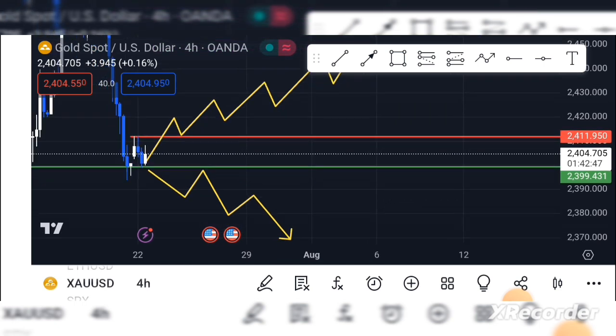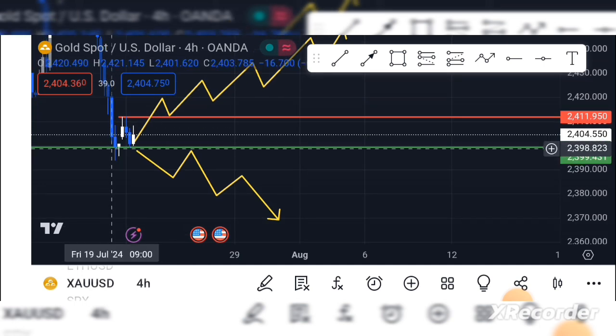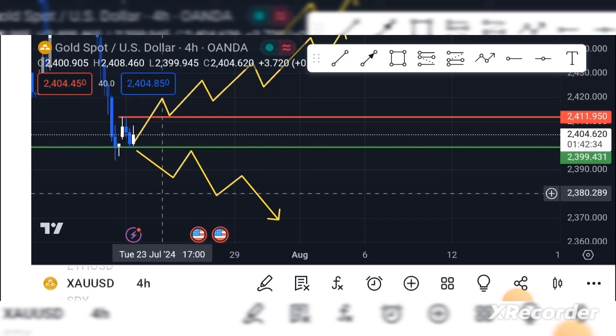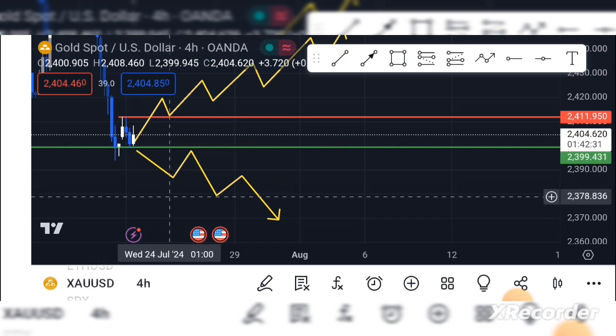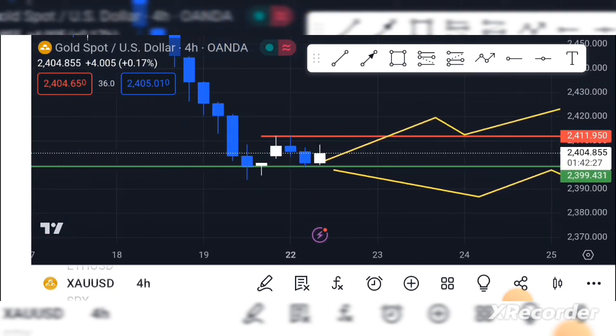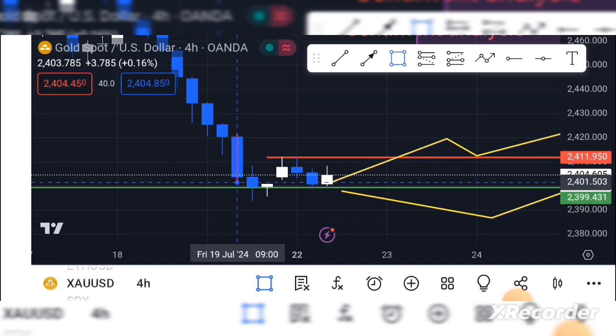Now let's proceed. There are other types of traders that will be waiting for the price to break this low and move down with momentum. Price is valid when it is broken with momentum. What do I mean by momentum? This candle here is a momentum candle. This candle is a momentum candle. This is a momentum candle.